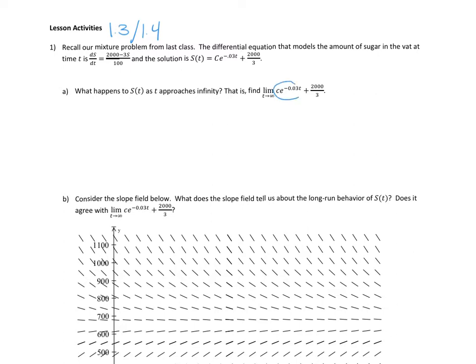Well, as t goes to infinity, think about e to the negative t. The coefficients don't matter that much. Qualitatively, the graph goes like this. So as t goes to infinity, this term goes to 0. So my limit is 2000 thirds.